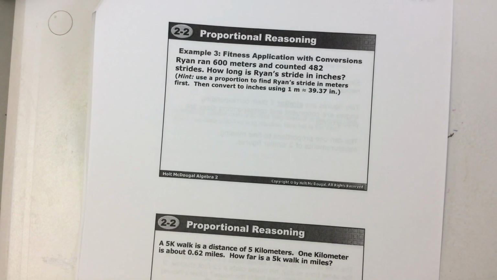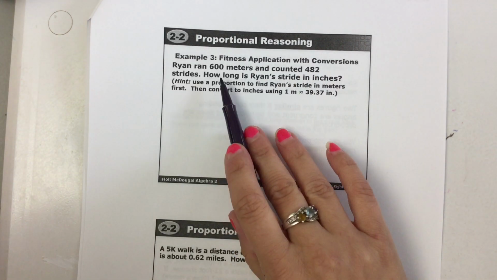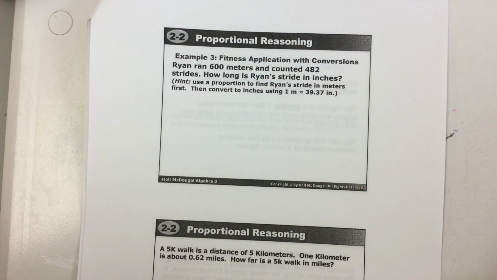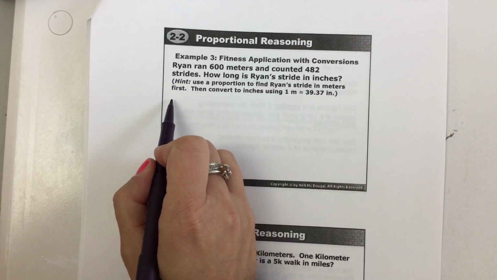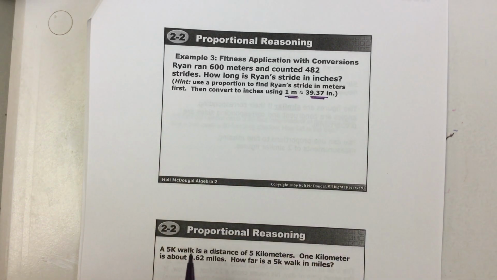All right, Ryan ran 600 meters and he counted 482 strides. So as Ryan was running, he was counting 1, 2, 3 every time his foot hit the ground. It took him 482 strides to go 600 meters. How long is Ryan's stride in inches? Holy smokes. Use a proportion to find Ryan's stride in meters first, okay? Then we have to convert meters to inches.